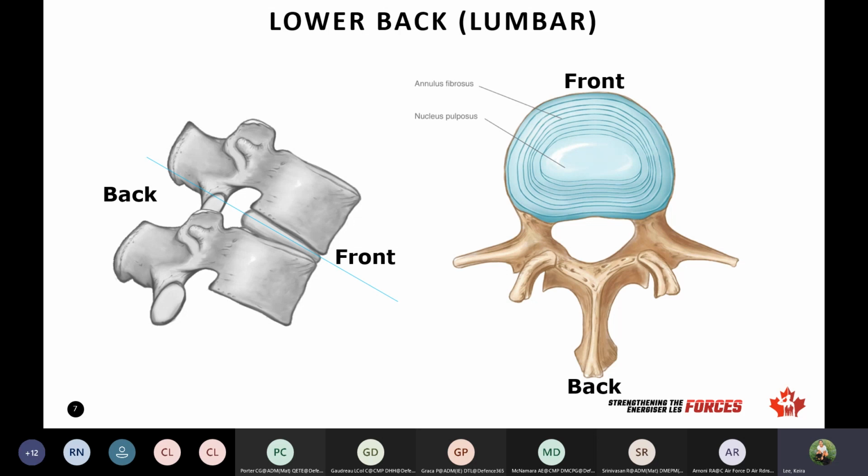Okay, so in the middle of our intervertebral disc is a liquid bag. It's called a nucleus pulposus. Doesn't really matter. Just think of it as a jelly bag, and it's surrounded by a bunch of rings called an annulus fibrosus. Kind of looks like an onion.